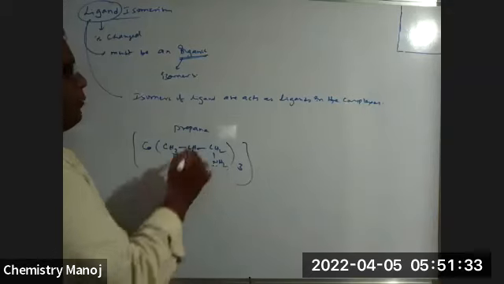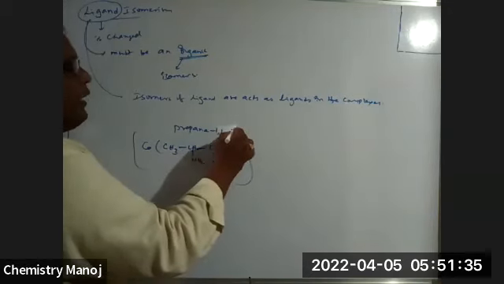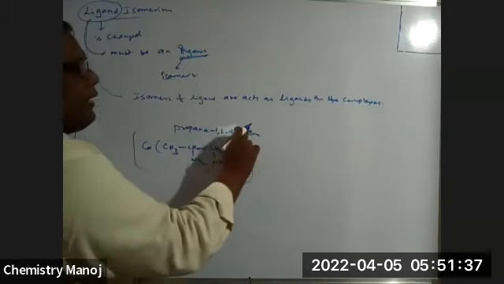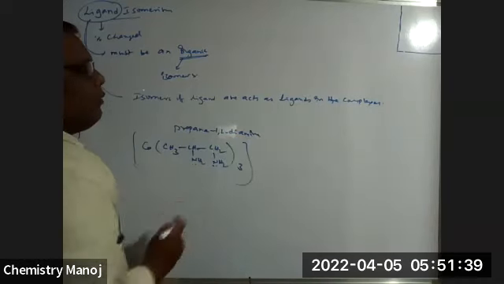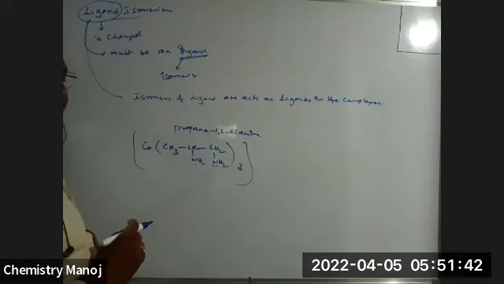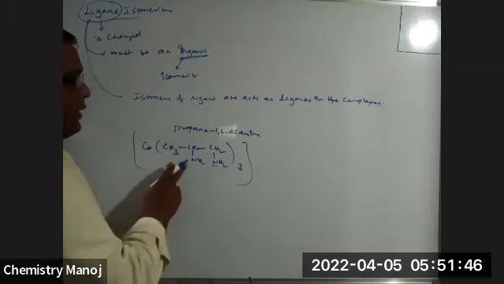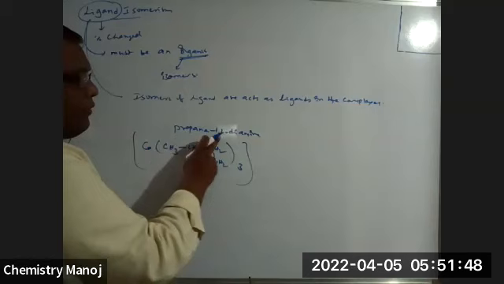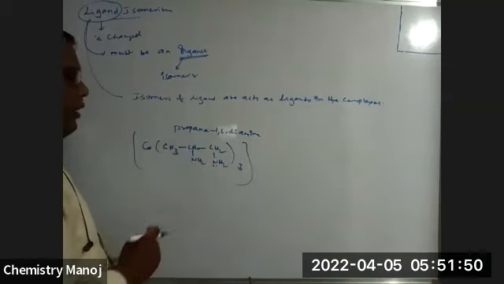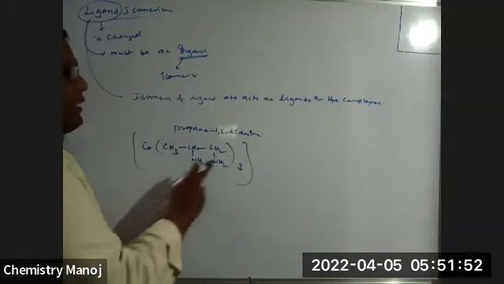At 1 and 2 positions, amines are there. Propane-1,2-diamine. Here only single M; with ammonia only double M we can use. Okay, so it is a ligand, my dear. So propane-1,2-diamine. How to name the complex?